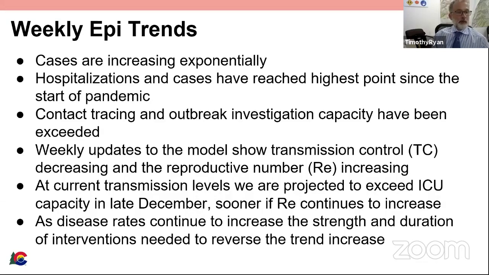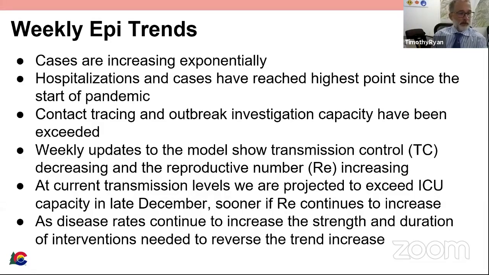At current transmission levels, we're projected to exceed ICU capacity sometime in late December or sooner if the R naught continues to increase. The reason I would caveat that and put a star by that is because what happens over Thanksgiving weekend can have a massive, absolutely massive impact on all of these models, in a good way or in a bad way. So time will tell as far as how that plays out.